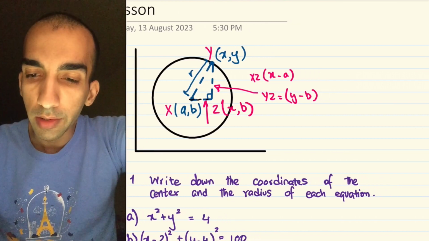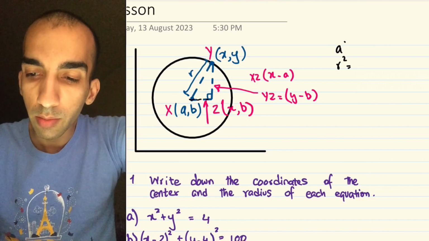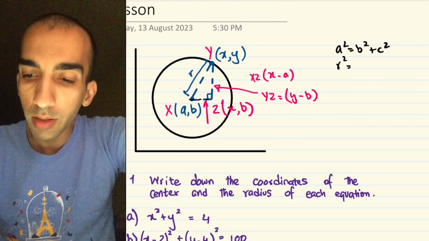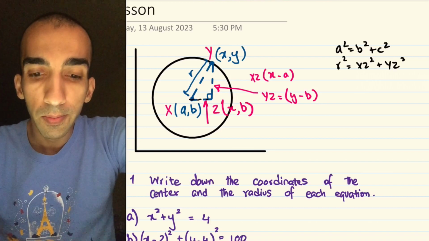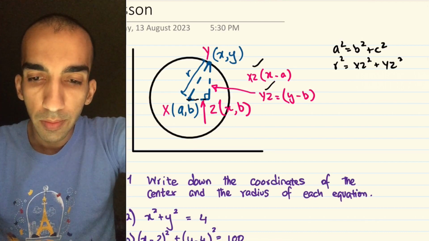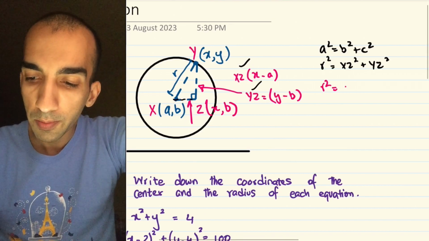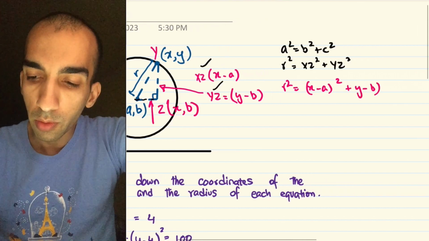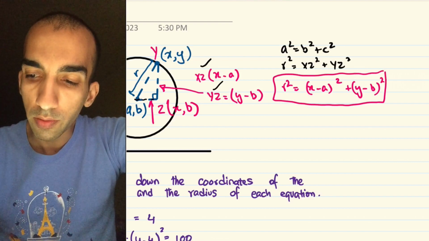Now, if you apply Pythagoras theorem, what does Pythagoras theorem say? In this particular case, Pythagoras theorem says a square is equal to b square plus c square, right? If a happens to be the radius over here, we can say r square is equal to xz square plus yz square, right? Where are these coming from? xz this, yz this. Alright, let's plug those values in. Now, r is r, xz is x minus a whole square, yz is y minus b whole square, and there you have it. That's your equation of a circle.